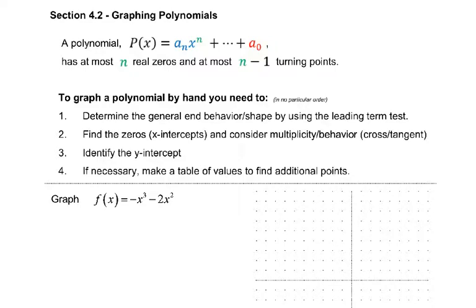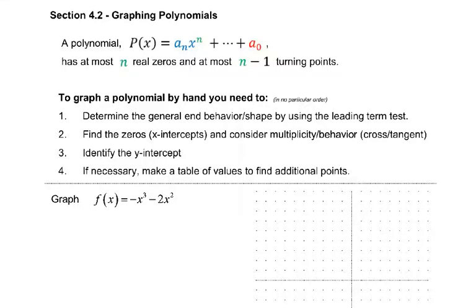So now we're going to talk about graphing polynomials. We discussed what a polynomial was in the last video. We have one extra rule here that is new to us, but after that, we're going to be synthesizing, pulling all of this information we've been talking about together so that we can create a polynomial.